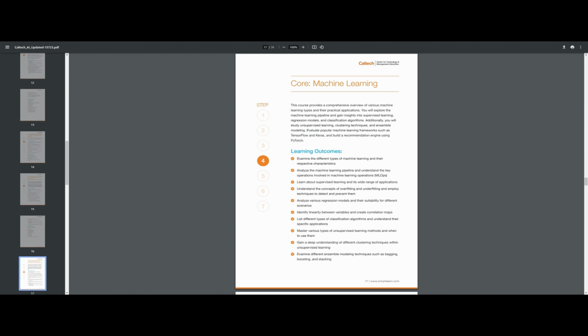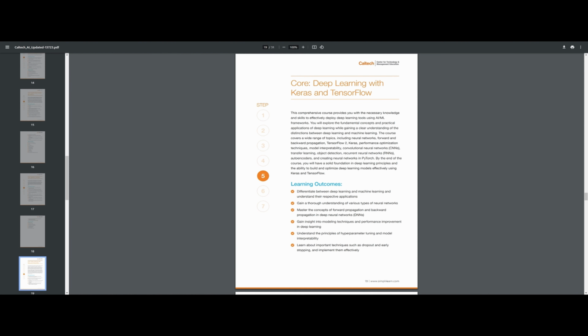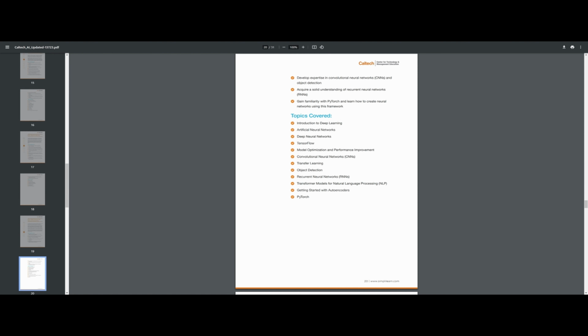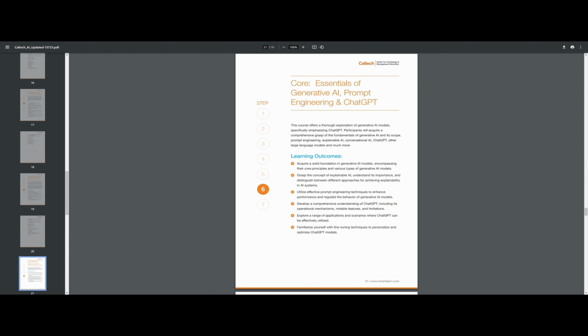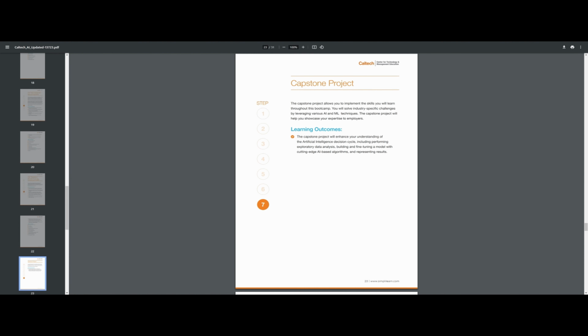This is the step I would definitely be the most excited for. The fifth step is titled Core, Deep Learning with Keras and TensorFlow. The sixth step is titled Core, Essentials of Generative AI, Prompt Engineering, and ChatGPT. The seventh step is titled Capstone Project, which I'm sure is the one major project that you do at the end that utilizes the vast majority of the skills that were learned throughout the duration of the bootcamp.